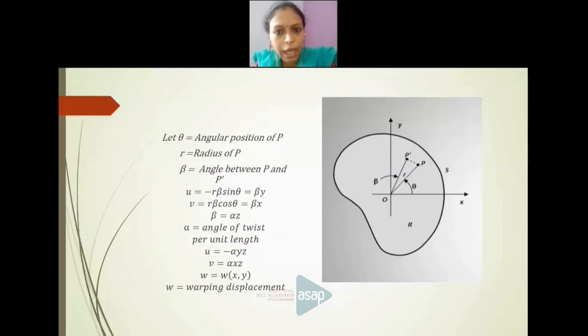Now what can I write? I can write r sine theta as y. Just take the triangle formed between P, O and X. From that triangle, you can take sine theta and cos theta and substitute over here. So what will you get? You will get u as minus beta y and v as beta x.